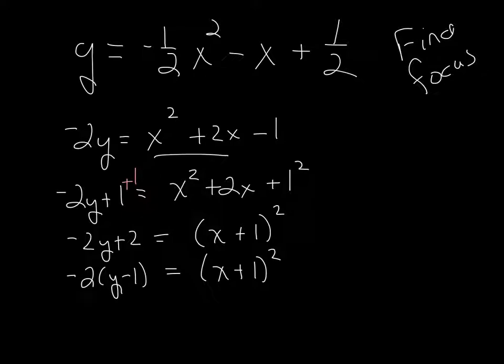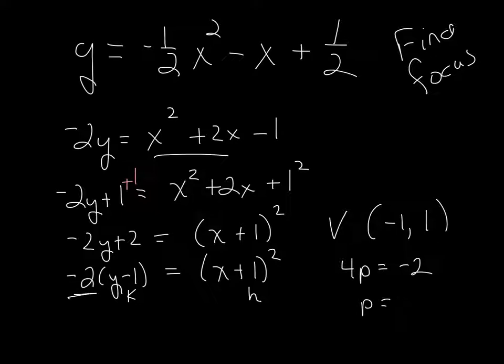So what is my vertex here? Negative 1, 1. h, k. Okay, so 4p equals negative 2, because this is 4p. So what is p? Negative 1/2.